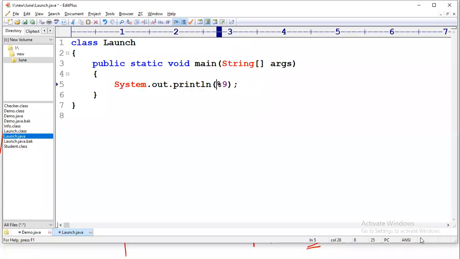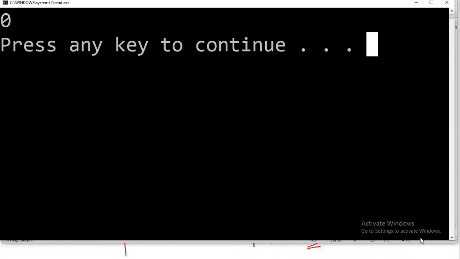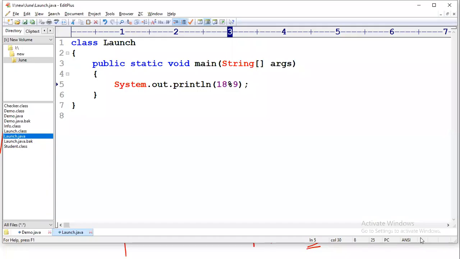Take the number 18. 1 plus 8 is 9, but 9 mod 9 is 0. So if I get my answer as 0, it means that the sum of the digits is 9. Yes, I got my answer as 0, which means the sum of the digits 1 plus 8 is 9. I hope you have understood this modulus 9 also.